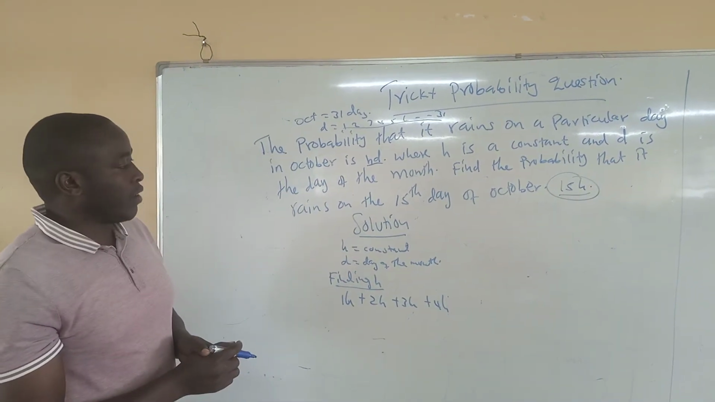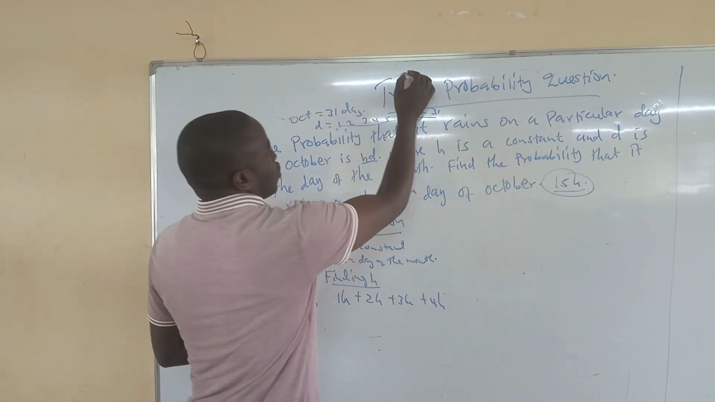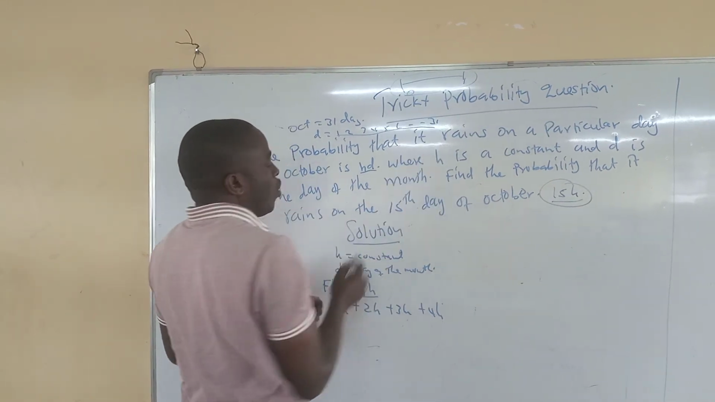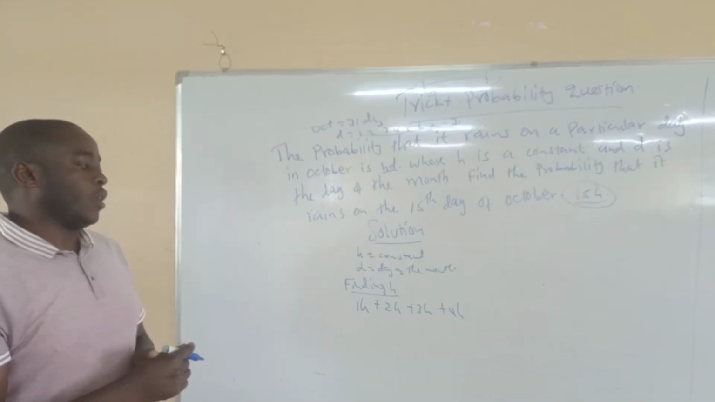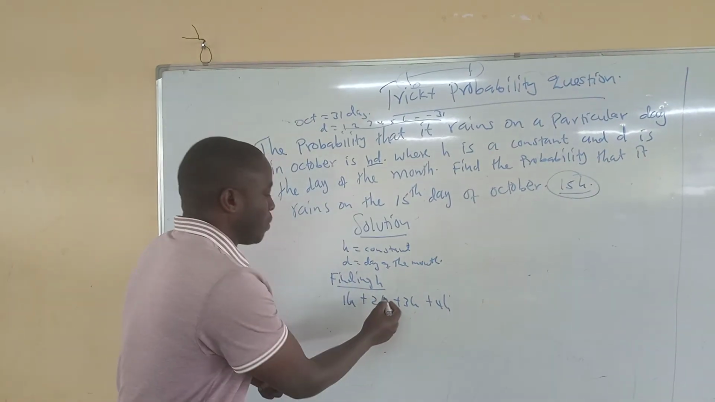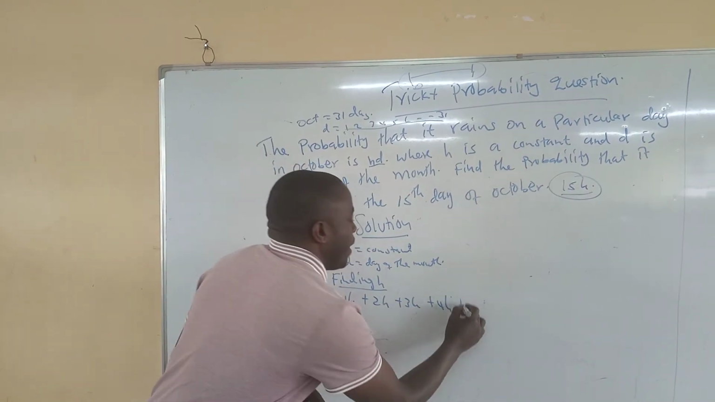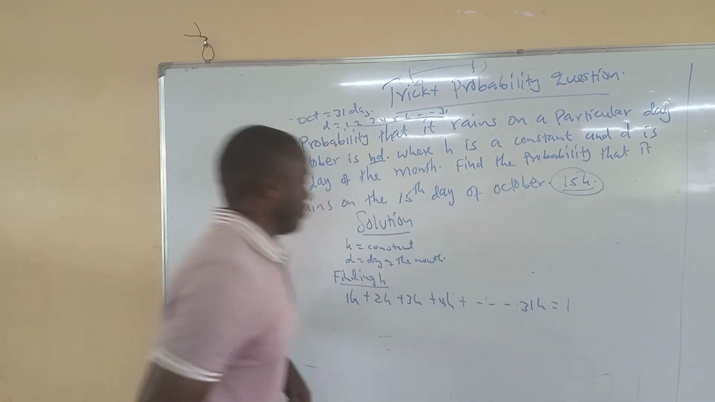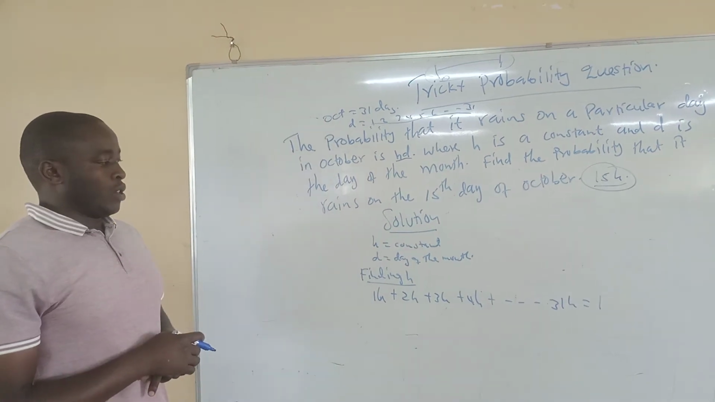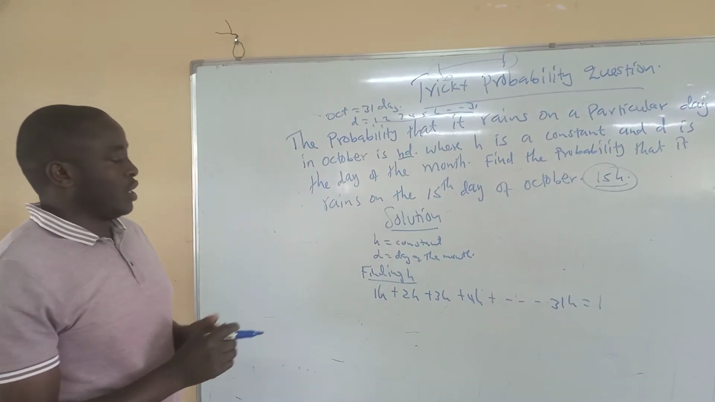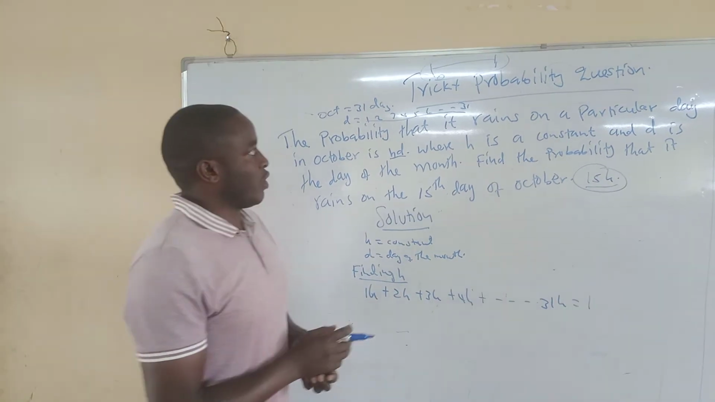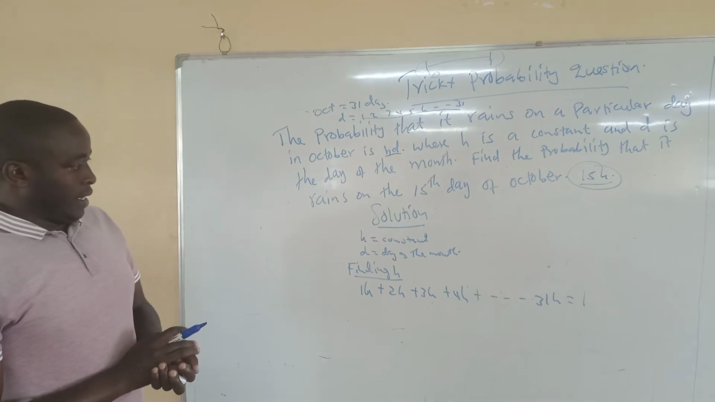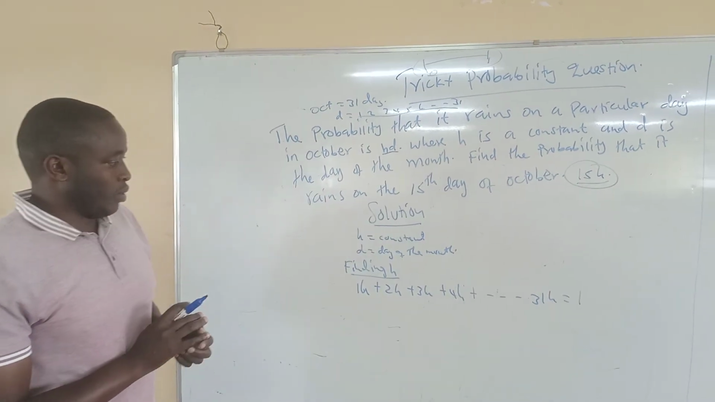Remember, probability range is between 0 and 1. So all the probabilities will add up to 1. Meaning that 1H plus 2H plus 3H plus 4H plus up to 31H will be equal to 1, because the probability that it rains over the 31 days will be equal to 1.